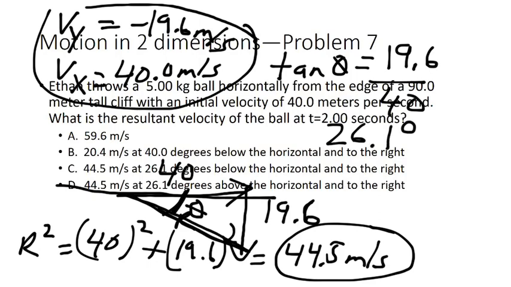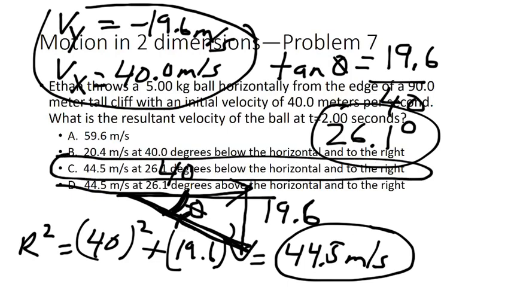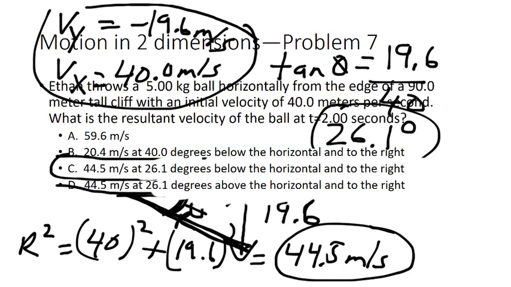Now in this case, our vector is not traveling north, south, east, west necessarily. So the way we're going to express this angle is we're going to say that our answer is 44.5 meters per second at 26.1 degrees. And notice that that resultant is traveling to the right and also below the horizontal. So our correct answer here is C: 44.5 meters per second, 26.1 degrees, and that is below the horizontal and to the right.